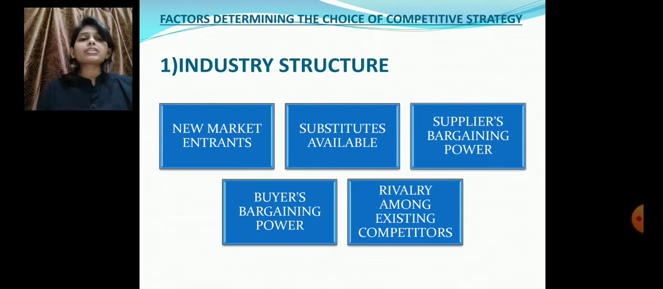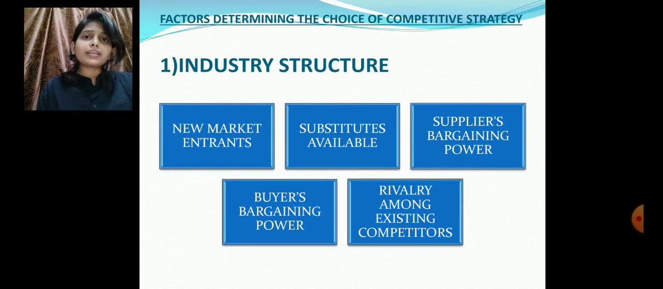Fourth is the buyers' bargaining power. Obviously, when we are manufacturing the products, we are going to sell it to the end customers or the retailers or the wholesalers who are ultimately going to sell it to the consumers or the customers, right? So you need to understand that these buyers are also going to bargain, or they are going to negotiate regarding the prices that you are going to offer to them, okay? So this also needs to be taken care of very carefully.